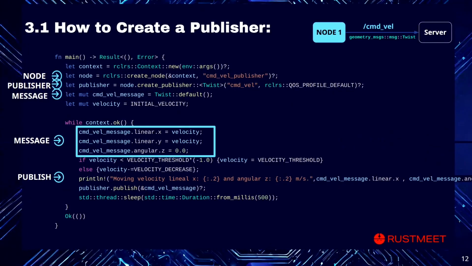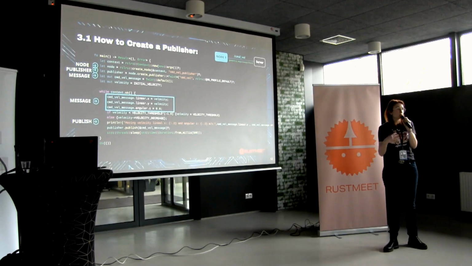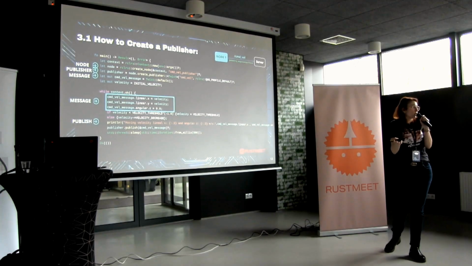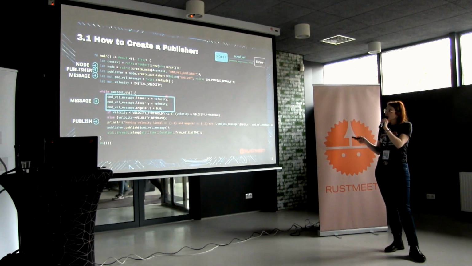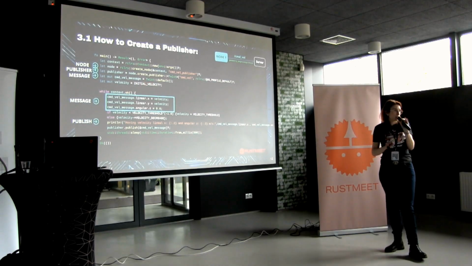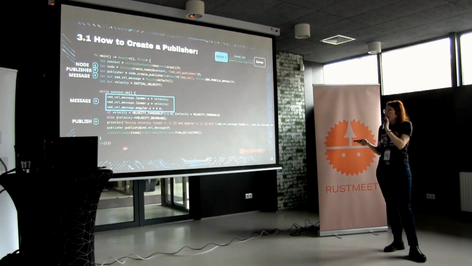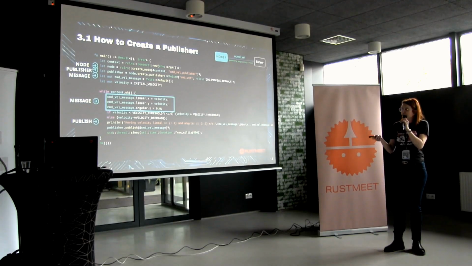So we are creating a publisher using the rclrs library. This is the name of the message, the name of the topic, and the quality of service. I have to create a specific message which I need to fill in, to be changed depending on which velocity I want for the robot. I'm going to give an initial velocity to start working with, and meanwhile, ROS fills in the message with the velocity. This is custom code.